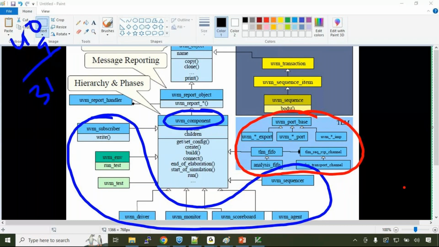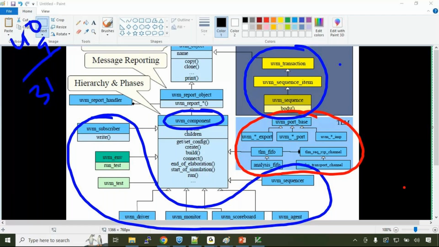Third is the components which are used for creating the scenario. Scenario means what? Generate 10 write transactions, generate 10 read transactions, generate a write transaction followed by read transaction. Like that, you remember? They are created using these things.